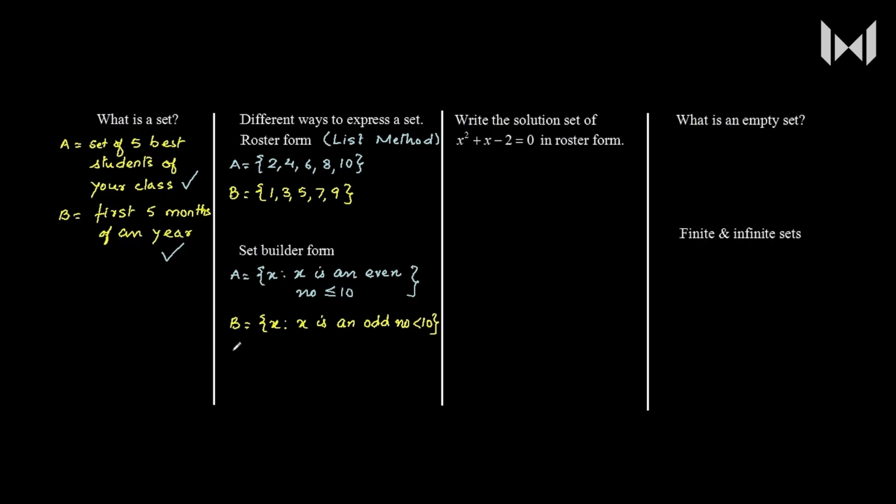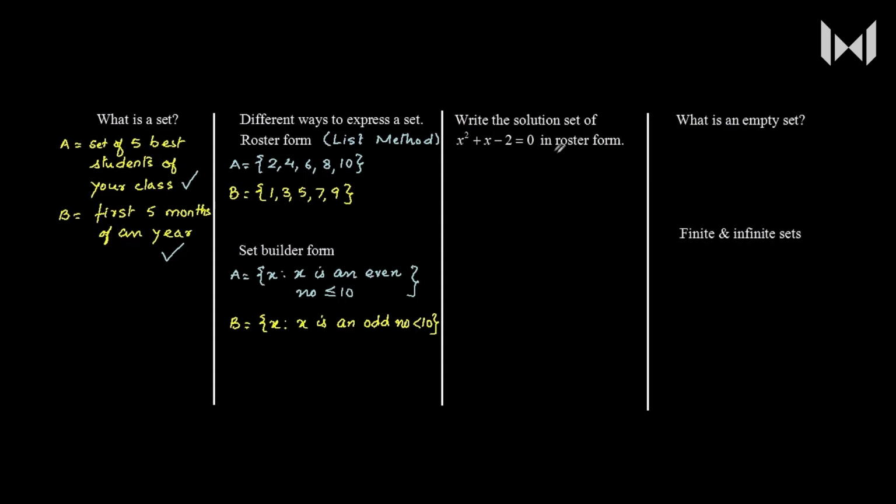So this is how we write a set in the set builder form and in the roster form. Roster form basically means the list method. List method means that you have to write all the elements and list them one by one. All these numbers which are there inside the set are called the elements of a set.